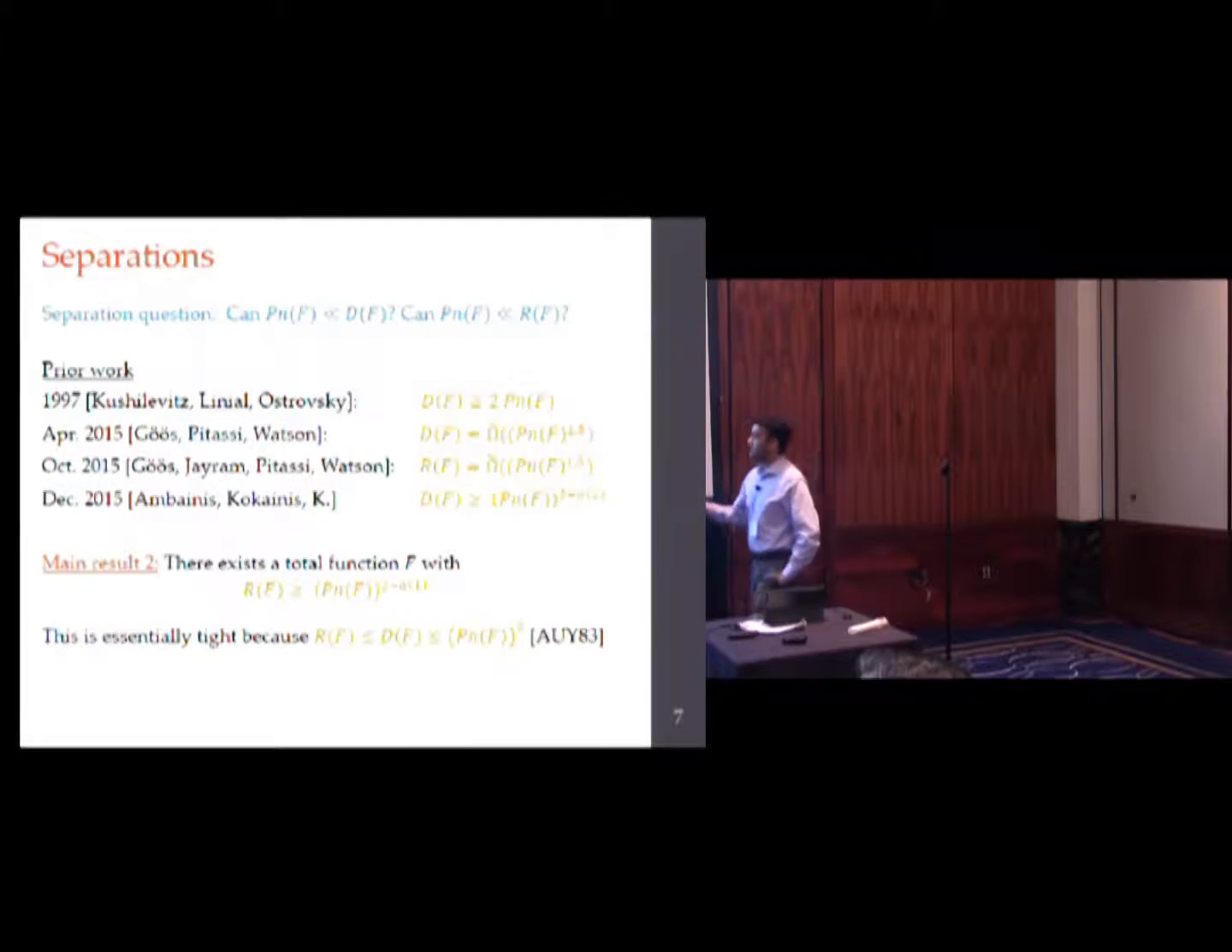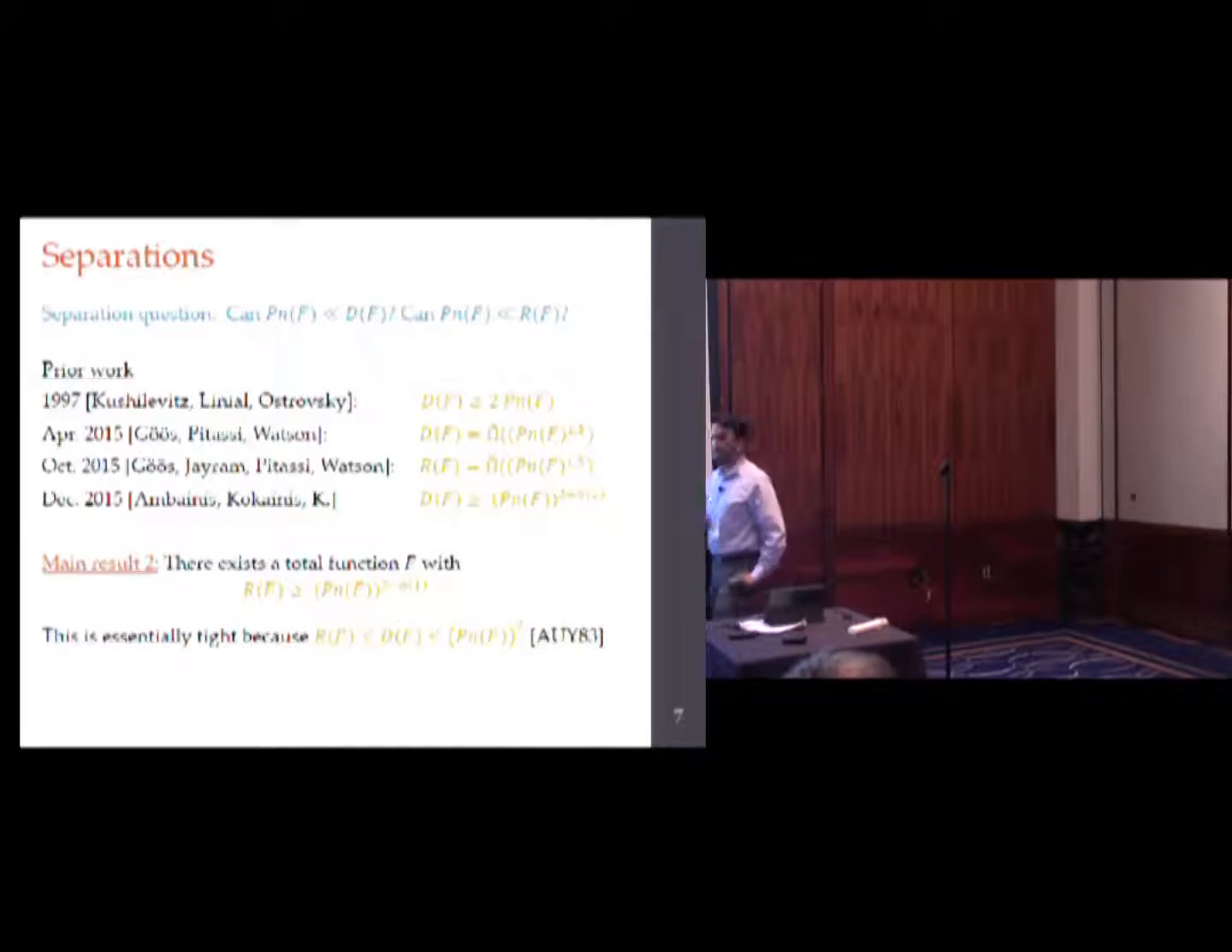And these results stop at quadratic because actually there's a general result that says for any total function f, both the randomized and deterministic communication complexities are upper bounded by the square of the partition number. So quadratic is the best you can get, and we essentially have quadratic. So this essentially settles this problem. Okay, so these are the two main results: the separation between quantum and randomized communication complexity, and the separation between randomized communication complexity and partition number.